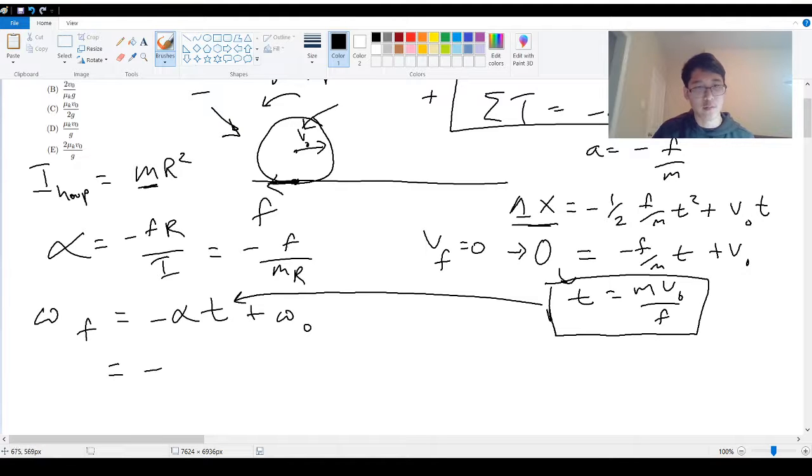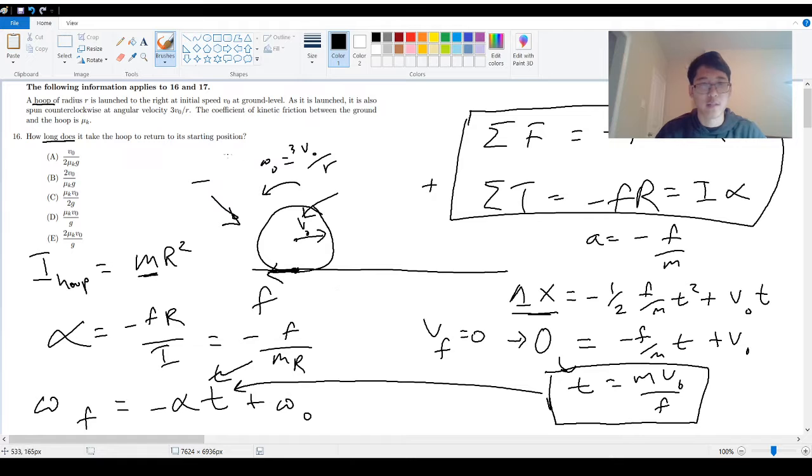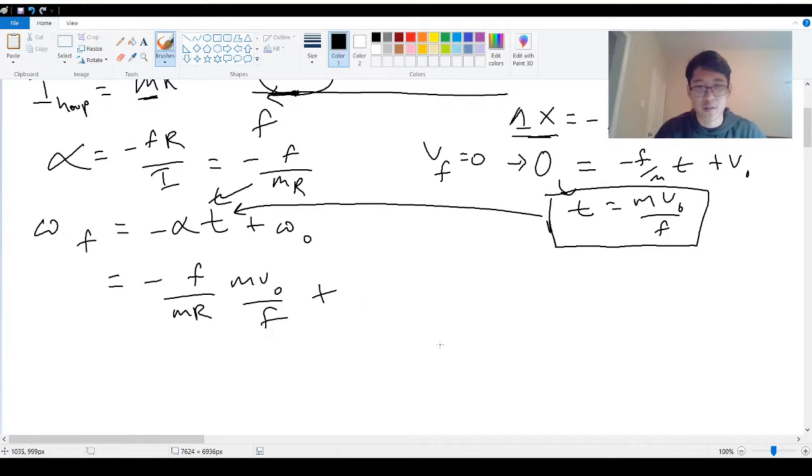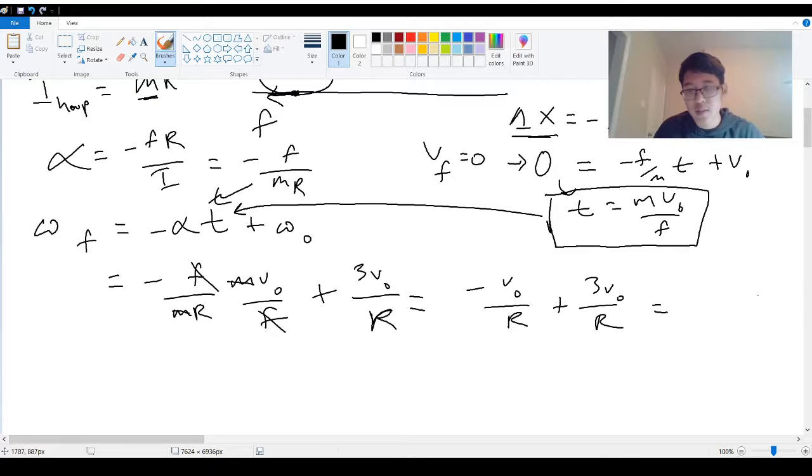So then we just plug that in. I'm going to plug in the angular acceleration. We already accounted for the negative sign, so I'm just going to keep the negative here: negative f over mr times t, which is m v naught over f. And then plus the angular velocity. Actually, I'm going to plug in the angular velocity in terms of v naught, so that's 3 v naught over r. If we simplify this down a little bit, I'm just going to use capital R for everything, even though they give us in terms of lowercase r. So these cancel out, and this is equal to negative v naught over r plus 3 v naught over r. So that means that when v final is equal to 0, the angular velocity is still 2 v naught over r.